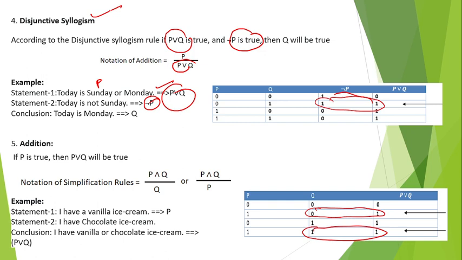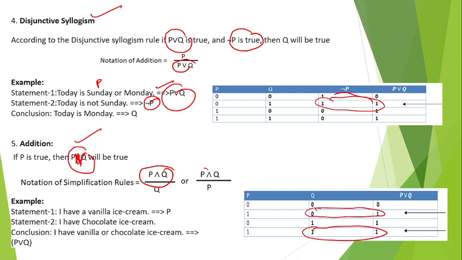We are going to solve problems based on this in our next video. Then we have addition: if P is true, then P or Q is also true. The notation simplifies this. Sorry, it should be like this. Correct, we'll see that notation.